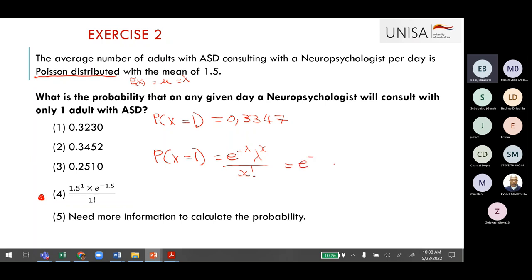Looking at the question, I just need to substitute into this formula. So e to the power of negative 1.5, and our average is 1.5, to the power 1 divided by 1 factorial. You can see that my formula and this formula are written vice versa. Don't worry about that, we can fix that later on. Or we can write it as 1.5 to the power 1 times e to the power negative 1.5 divided by 1 factorial, and it will look exactly the same as the question we are looking for. And that's how you will answer the questions. Let's move on to the next one.